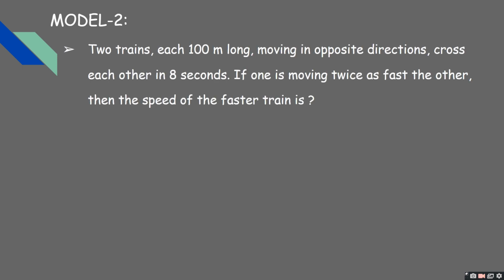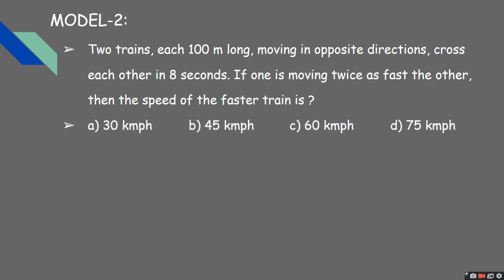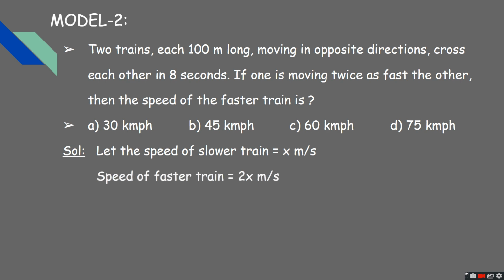Coming to the next question, two trains, each 100 meters long, moving in opposite directions, cross each other in 8 seconds. If one is moving twice as fast as the other, then the speed of the faster train is. In the question, they have given that speed of fast train is twice the speed of slow train. So let us assume the speed of slow train is x meter per second. Then speed of fast train is 2x meter per second.